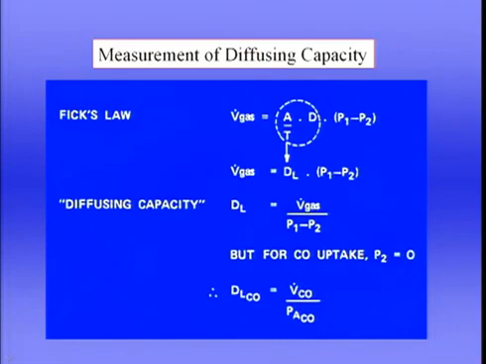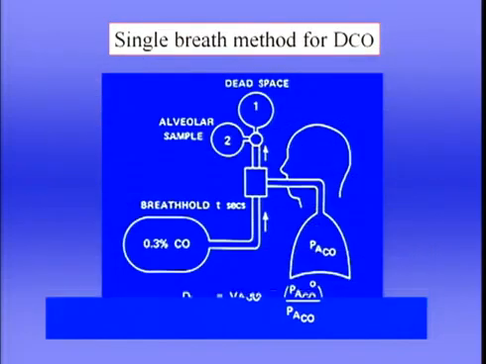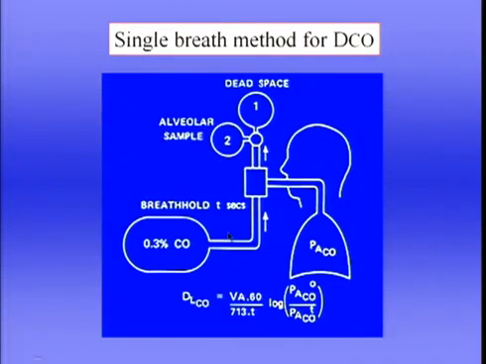Now, how do we do this? Well, the next slide just gives us some idea. It's not important to go into the details of this, but it gives us some idea of how we do it. We have a bag containing a low concentration of carbon monoxide, typically 0.3%, and the subject takes a single breath through a valve box here, and he holds his breath for 10 or 15 seconds. At the end of that time, he exhales. The first gas that he exhales comes from the dead space, so we discard that, and the second part of the gas that he exhales, we sample, and we measure the partial pressure of carbon monoxide in it.